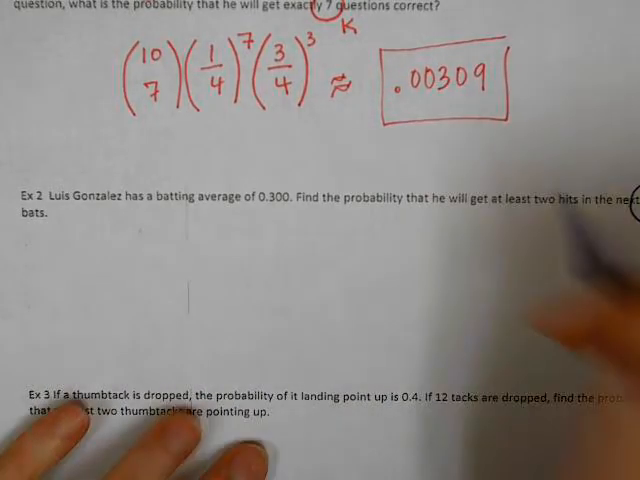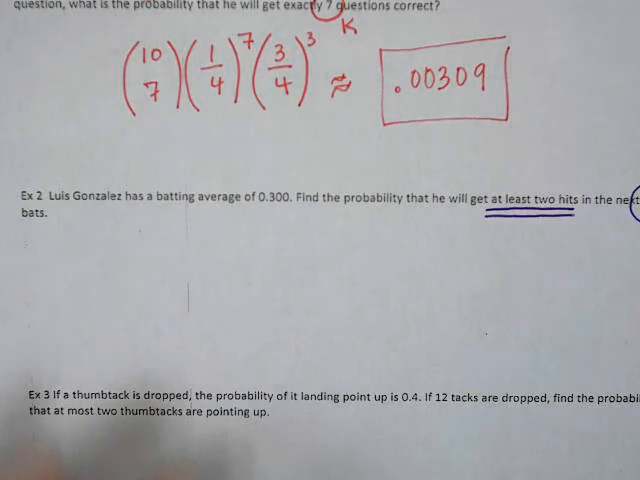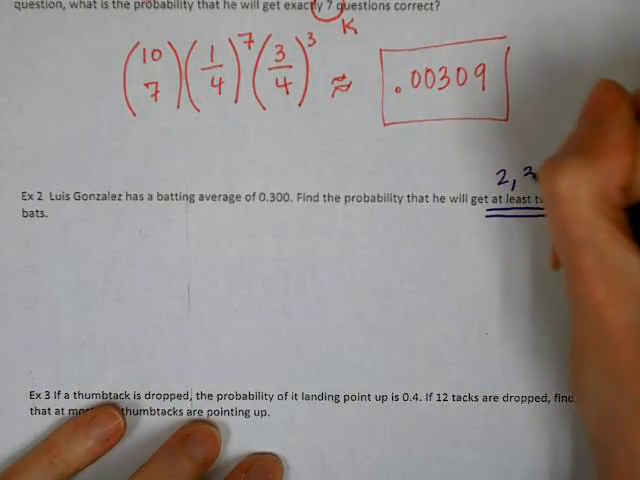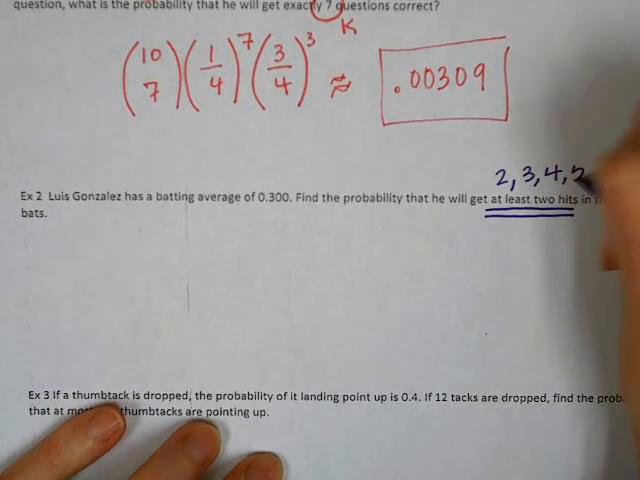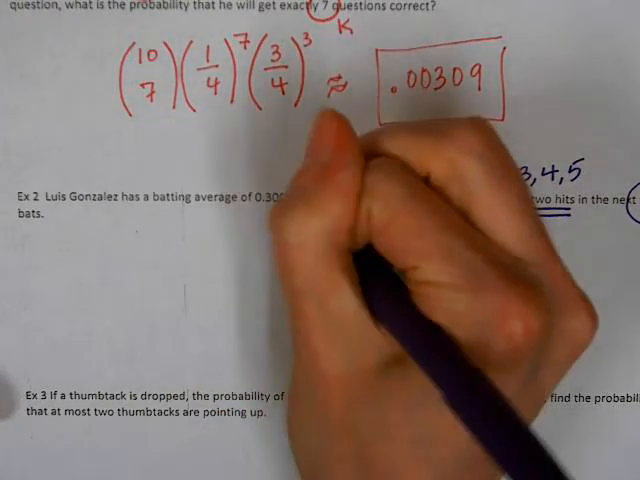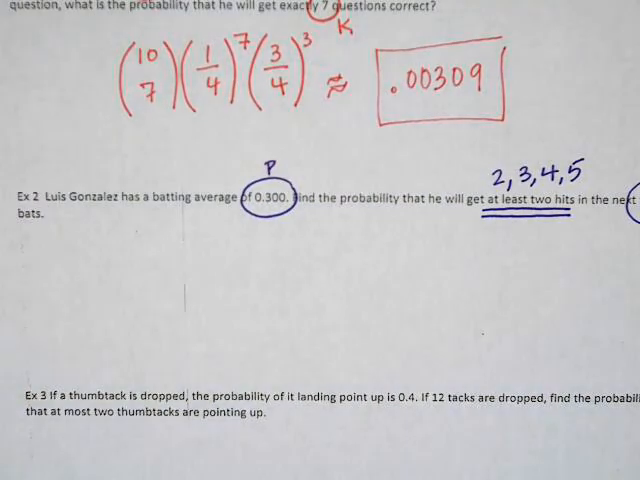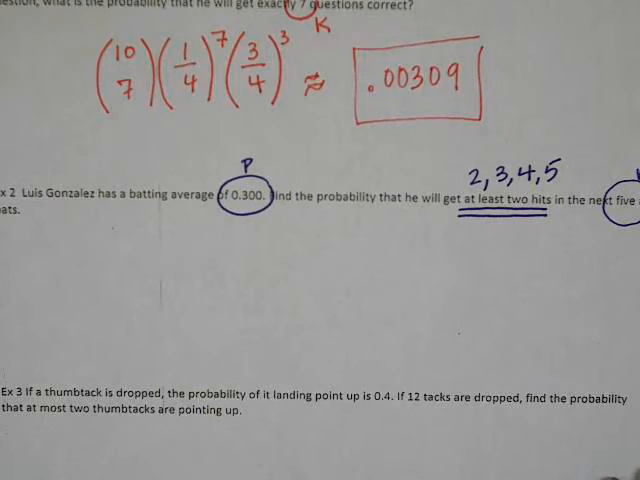Okay, so this one's a little bit different. If he wants to get at least 2 hits, that means he wants either 2, 3, 4, or 5. And then his batting average is 0.3. That would be the p. And then 1 minus p would just be 0.7, right?